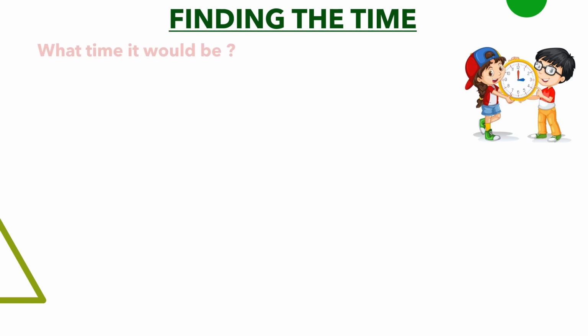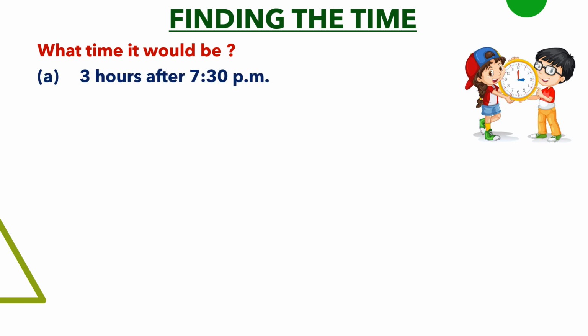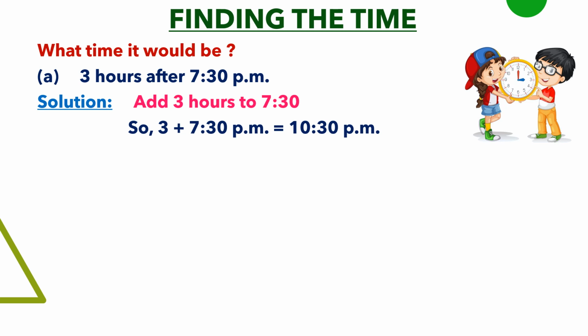Now finding the time. What time it would be, after or before. So how to find it out? Example, 3 hours after 7:30 p.m. You have to find out the time after 3 hours of 7:30 p.m. So here we'll simply add 3 hours to 7:30. So 3 plus 7:30 p.m. becomes 10:30 p.m. Since the hours are less than 12, so it will be p.m.